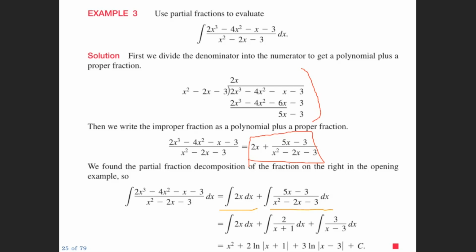Integral of (5x - 3) over (x squared - 2x - 3). Now we have a proper function. In other words, we have a rational function on the top. The degree is smaller than the polynomial on the bottom. So this time we can use partial fractions. And we can write this as 2 over (x + 1) plus 3 over (x - 3). But then that just gives us another 2 easy integrals, which you know how to do. So let's move on to the next slide.